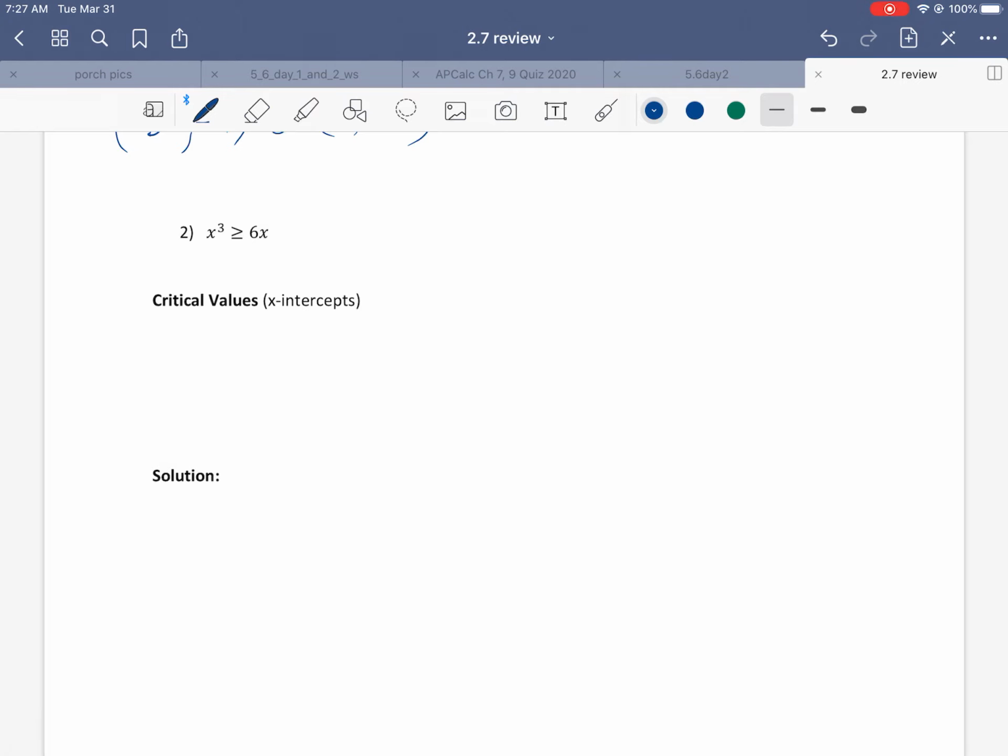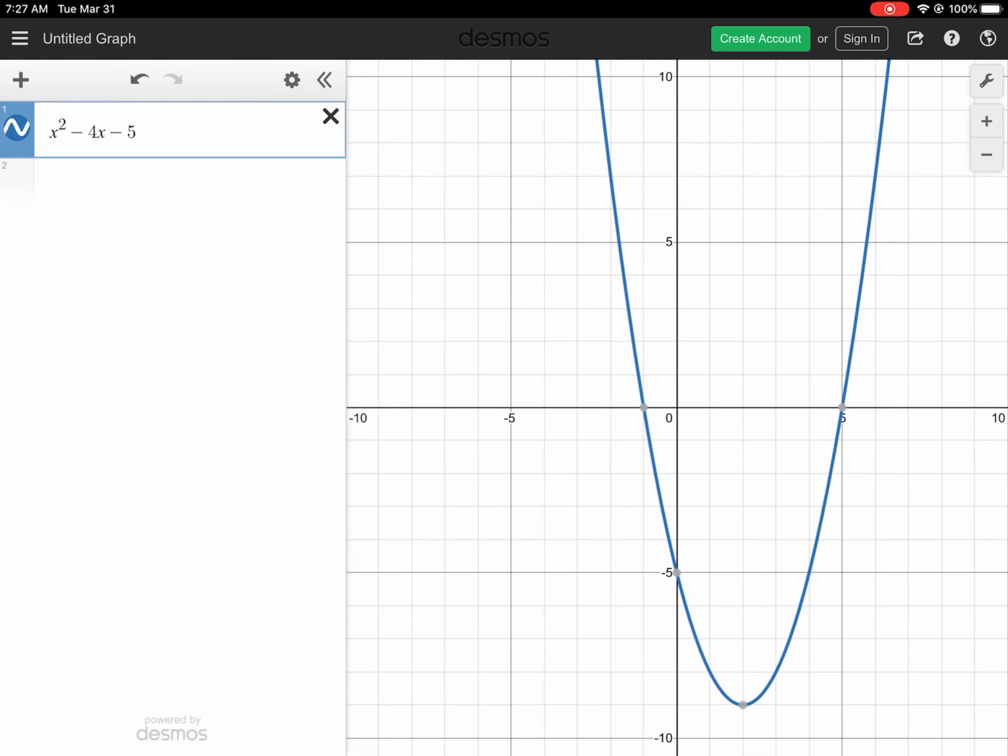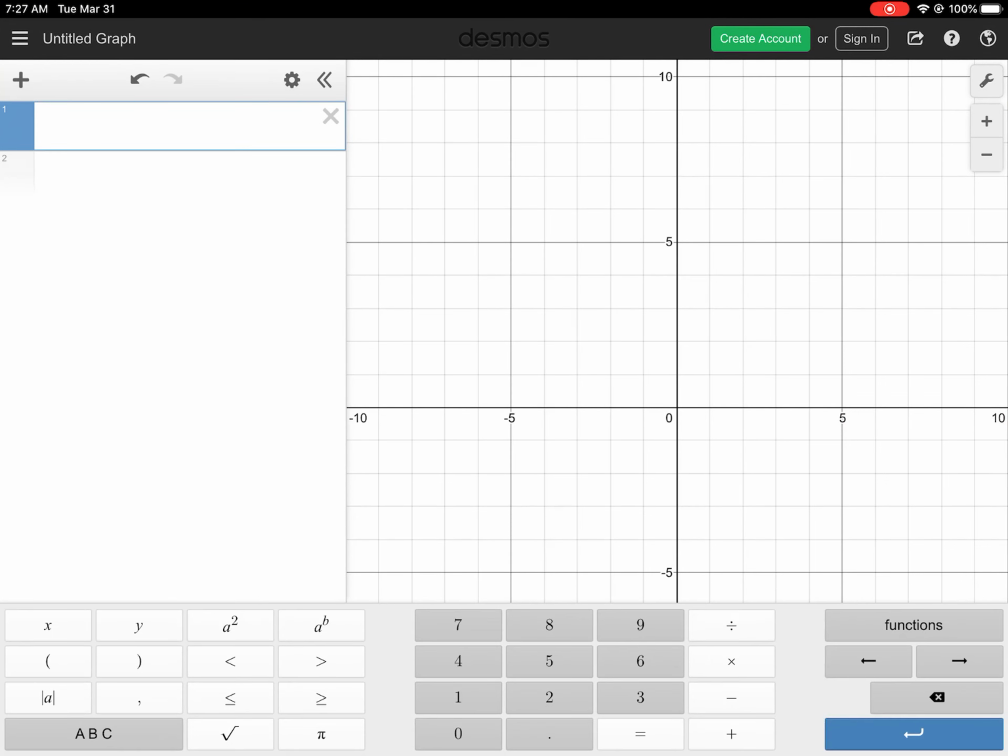Okay, number 2. So it starts off looking a little different. It's also a cubic rather than a quadratic, so that means that we could expect 3 solutions. It's not set equal to 0, so we have to do that first. So we're going to move the 6x over, and we have something like this. X cubed minus 6x is greater than or equal to 0. We can graph the left-hand side of this to get an idea of what does it look like.